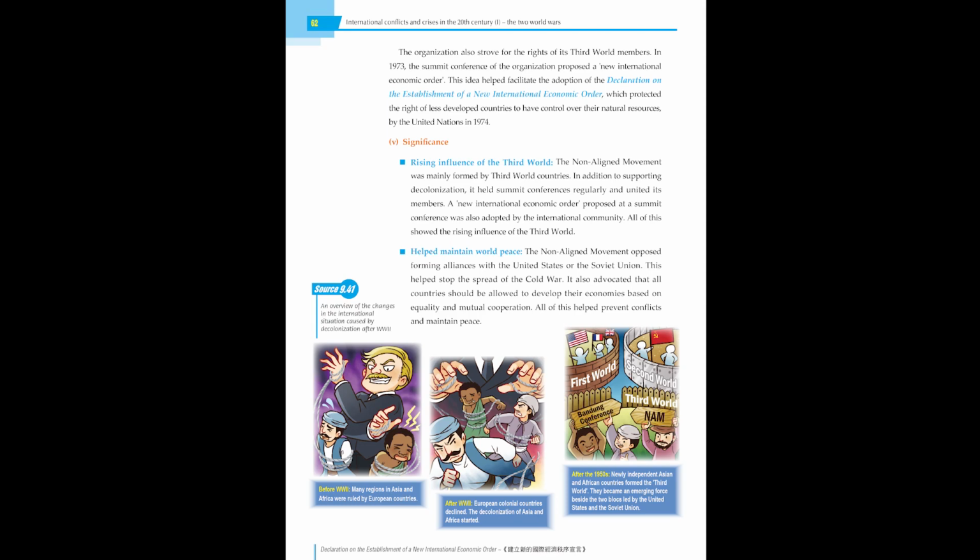Look at the source 9.41, an overview of the changes in the international situation caused by decolonization after the Second World War. Before the Second World War, many regions in Asia and Africa were ruled by European countries. After the Second World War, European colonial countries declined. The decolonization of Asia and Africa started. After the 1950s, newly independent Asian and African countries formed the Third World. They became an emergent force beside the two blocs led by the United States and the Soviet Union.